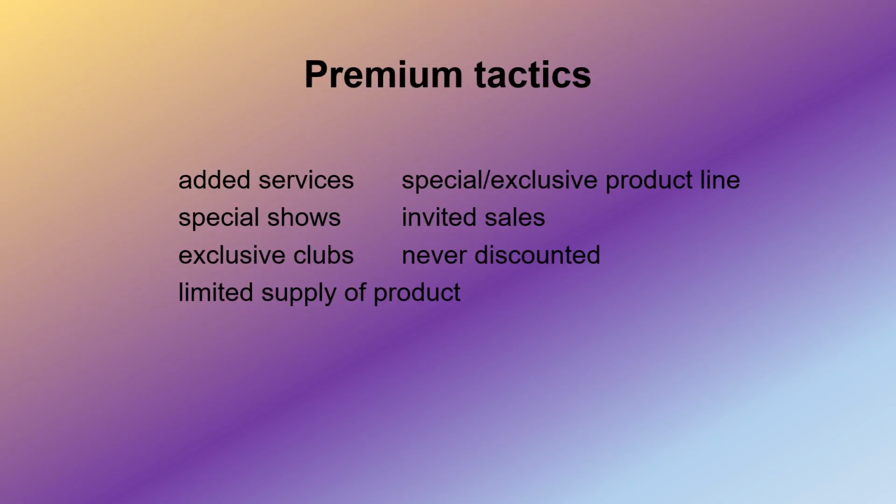All right, so some examples of premium tactics: added services, special exclusive product lines, special shows, invited sales, exclusive clubs, never discounted products, and a limited supply of a product. Think about people who do this. If you go to an Hermes store, or a Louis Vuitton store, or some of the high-end merchandisers, they basically don't discount their products. Instead, they add extra services, special shows, exclusive clubs, special services, and a limited supply of the product.